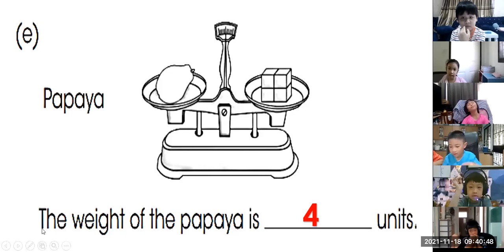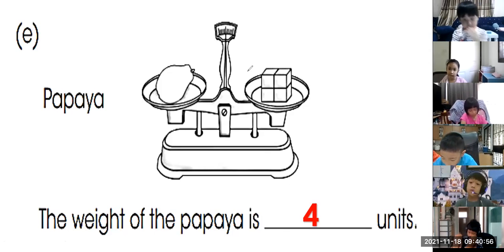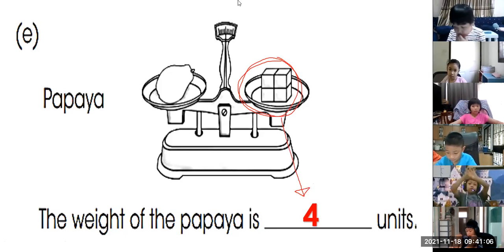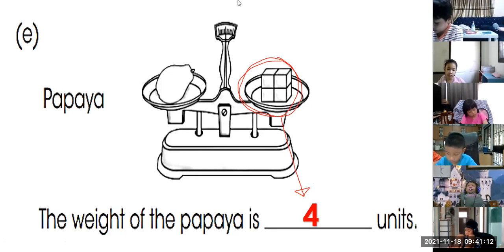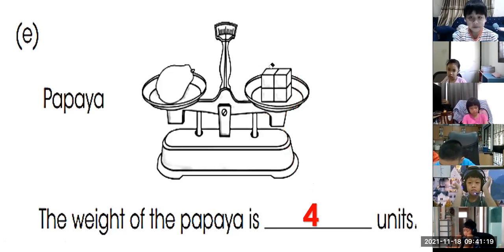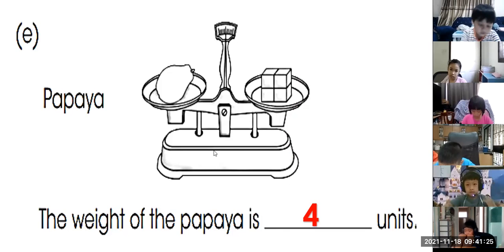Here, letter E. The weight of the papaya is 4 units, because you will see here 4 blocks. That means it's equal to 4 units. I'm sorry, the letter D is lost. The jackfruit. So the answer in letter D, again, is 10 units. So measuring weights using other objects is very easy.